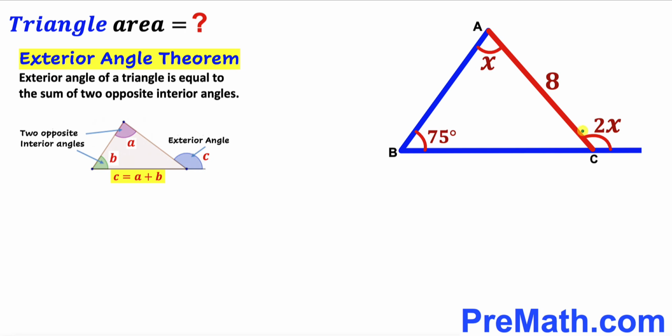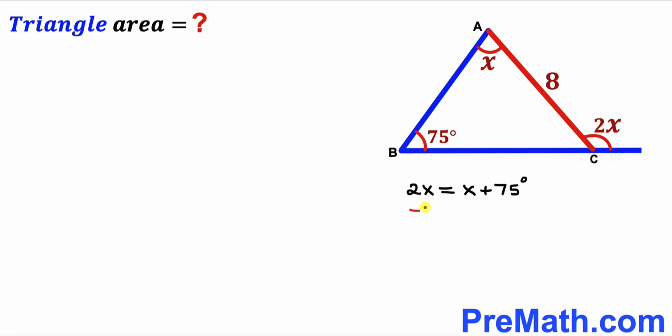And here we can see 2x is our exterior angle, whereas x and 75 degrees are our two opposite interior angles. So according to this exterior angle theorem, we could write the exterior angle 2x is going to be equal to the sum of opposite interior angles x plus 75 degrees. And now I'm going to subtract x from both sides.